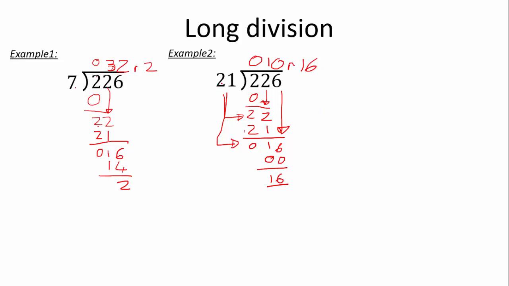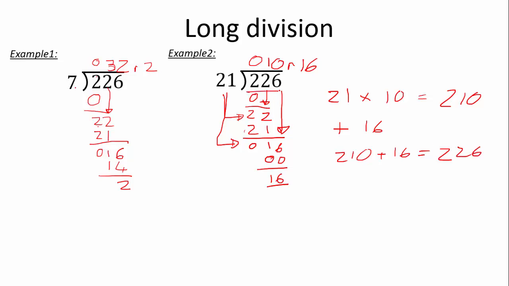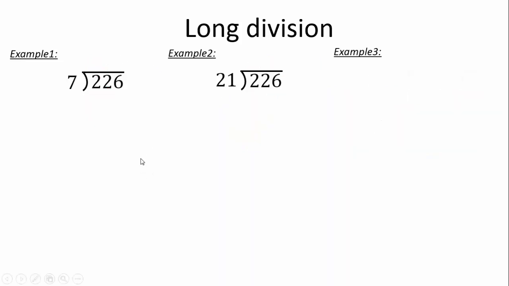So let's do that. What if we went 21 times 10? 21 times 10, you know, is equal to 210, right? And then what if we went plus 16? We know that 210 plus 16 is equal to 226. And there's our answer. Okay, I've just cleared the writing for example 3.